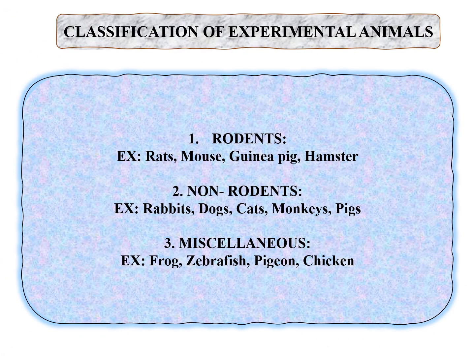Now let's see the classification of experimental animals. They are widely divided into three types: rodents, non-rodents, and miscellaneous. In rodents, small sized animals are classified, for example, rats, mouse, guinea pig, and hamster. Non-rodents contain rabbits, dogs, cats, monkeys, and pigs. In miscellaneous, frogs, zebrafish, pigeon, and chicken can be considered. Frog is banned nowadays, but zebrafish is a widely used animal for many types of experiments. In pigeon and chicken, the ileum can be taken for in vitro studies.